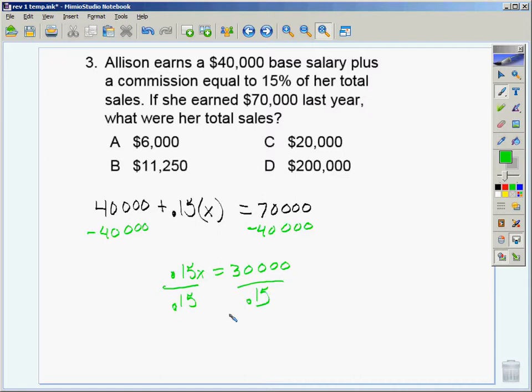When I divided by 0.15, I really didn't have to do this division because I knew my number was going to get a lot bigger because I'm dividing by numbers less than 1. The correct answer for this was 200,000.